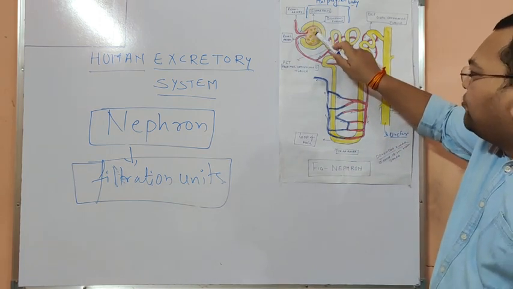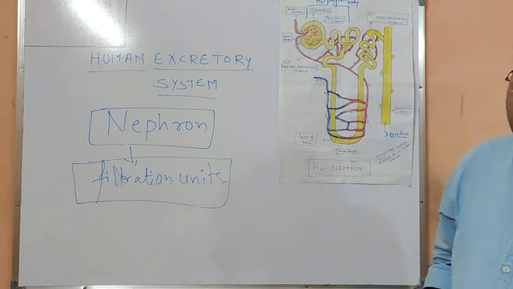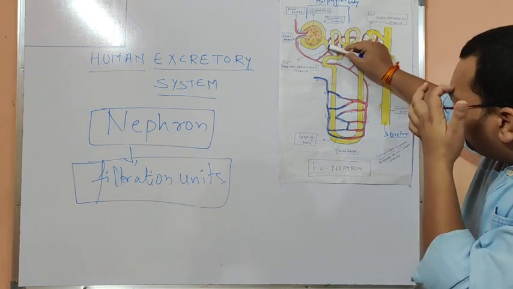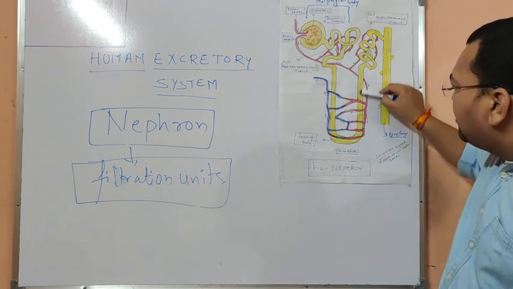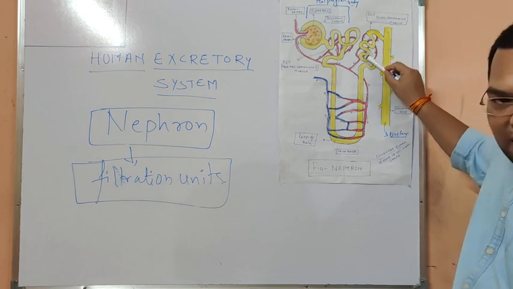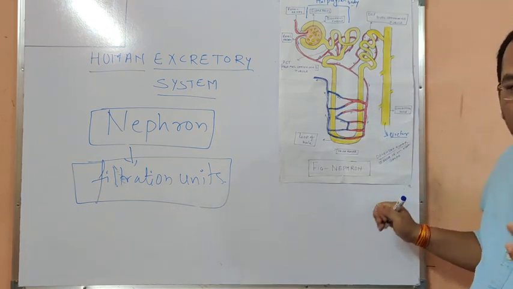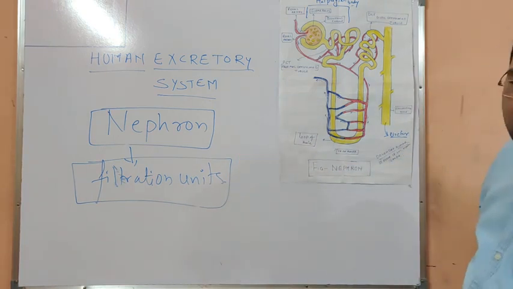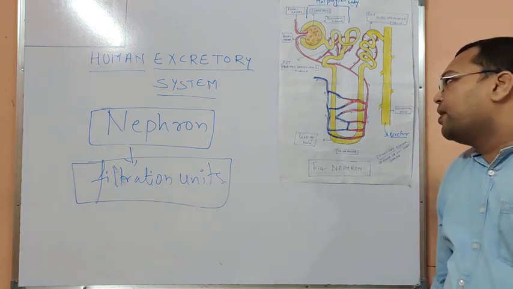Here the filtrate that is filtered passes to the Bowman's capsule. From the Bowman's capsule it passes to the PCT. From the PCT it passes to the loop of Henle. From the loop of Henle it passes to the DCT, and from the DCT it passes to the collecting duct. The collecting duct goes to the ureter, to the urinary bladder, and from the urinary bladder it passes out through the urethra and out of our body.